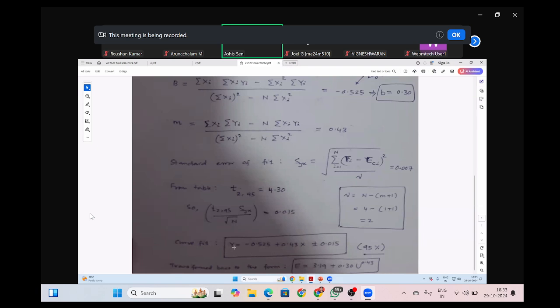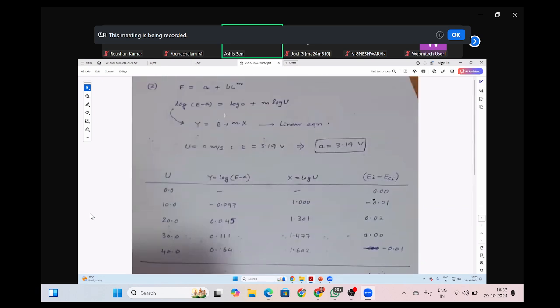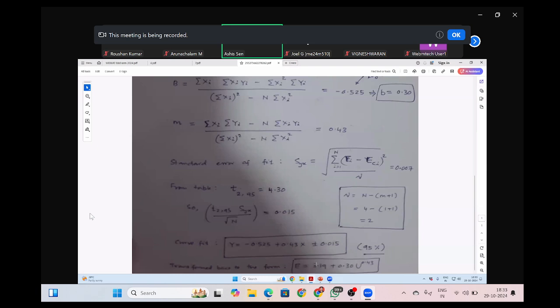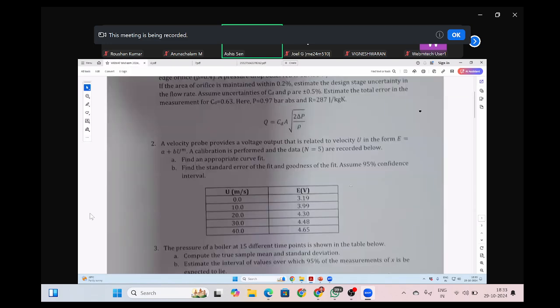Now, once you have this curve fit, you can then convert back to the form. That is, this form, E will be equal to 3.19 plus 0.3 U to the power M. And M you have found is 0.43. So this is basically the curve fit. Okay, 3.19 plus 0.3 U to the power 0.43. Okay, so this is how you will solve the second question.